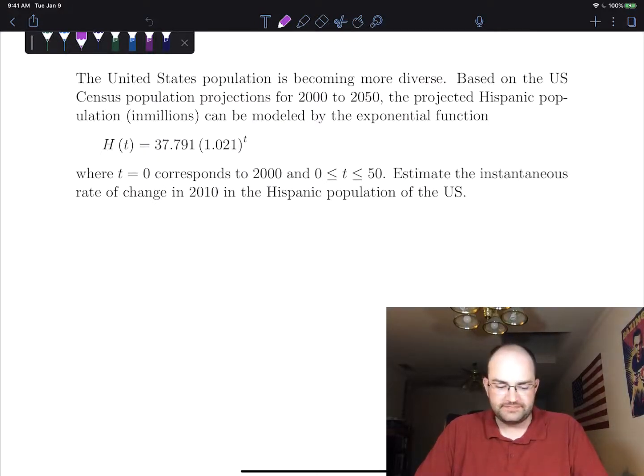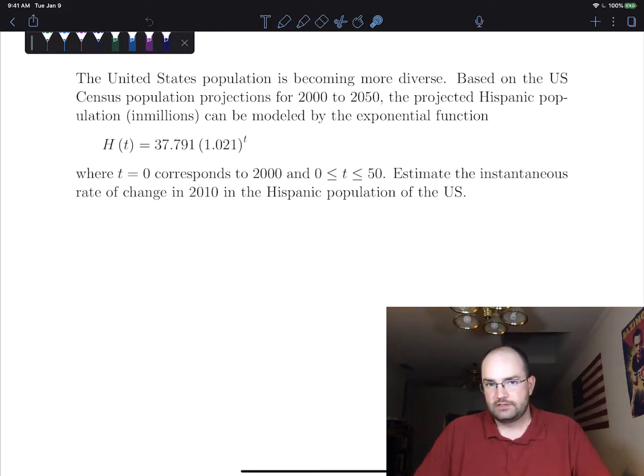Hello. In this video, we want to go back to what we started out in this section with. The United States population is becoming more diverse. Based on the U.S. Census population projections for 2000 to 2050, the projected Hispanic population in millions can be modeled by the exponential function h of t equals 37.791 times 1.021 to the tth power, where t equals 0 corresponds to 2000 and 0 is less than or equal to t is less than or equal to 50. Estimate the instantaneous rate of change in 2010 in the Hispanic population of the U.S.